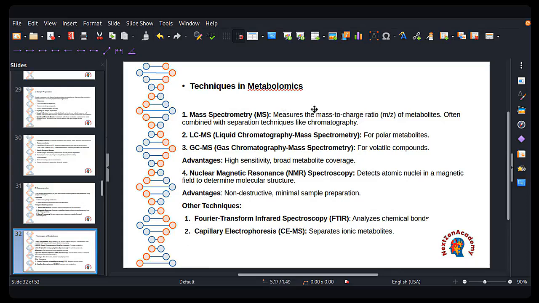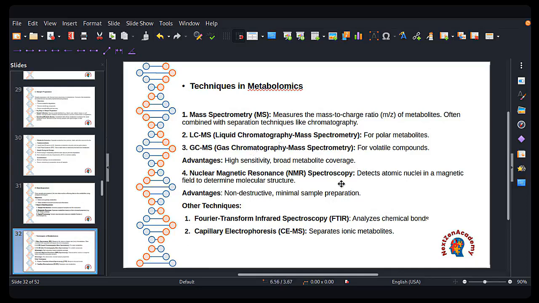Then techniques in metabolomics. Mass spectrometry measures the mass to charge ratio of metabolites, often combined with separation techniques like chromatography. You can use liquid chromatography in combination with mass spectrometry for polar metabolites. You can use GCMS. The advantage is high sensitivity and broad metabolite coverage.